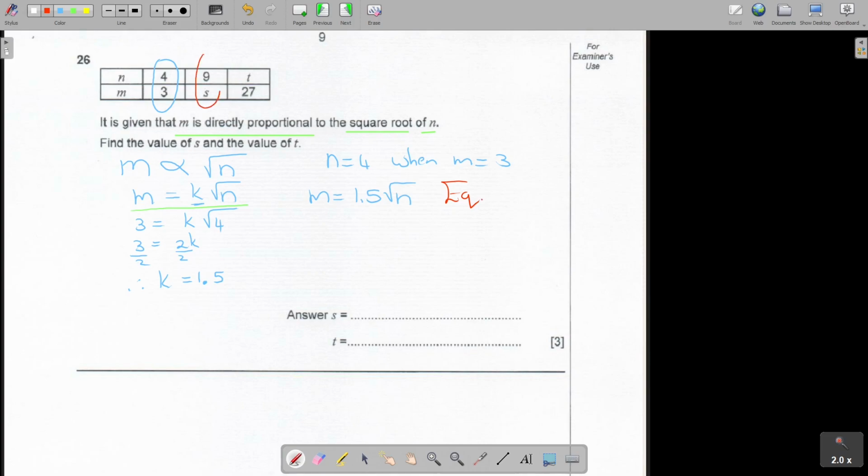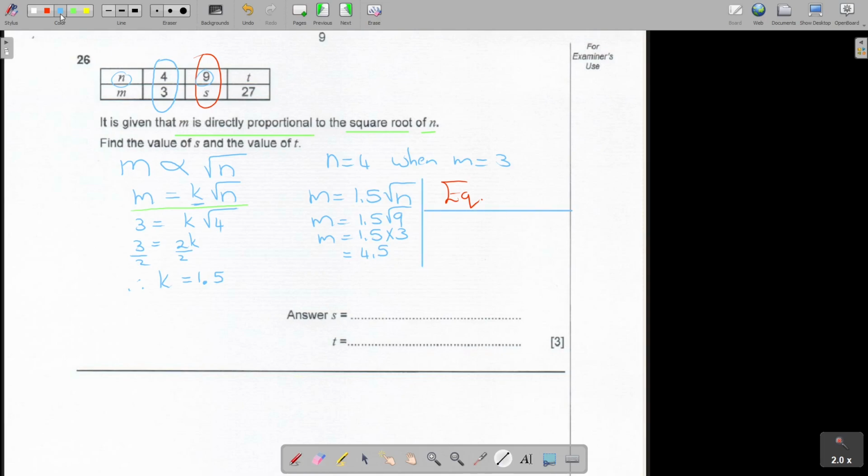Now I come to this one. They give me n. n is 9, so in the place of n, I'm going to put 9. I get that m is 1.5 times the square root of 9, which is 3. Then 1.5 times 3 gives 4.5. Then I'm going to do my other one. You can write in any space, and if you're afraid you're running out of room, just draw a line and continue.